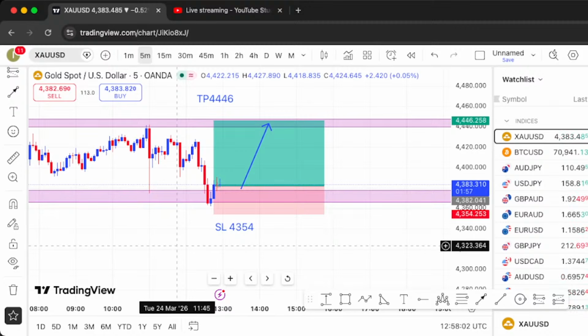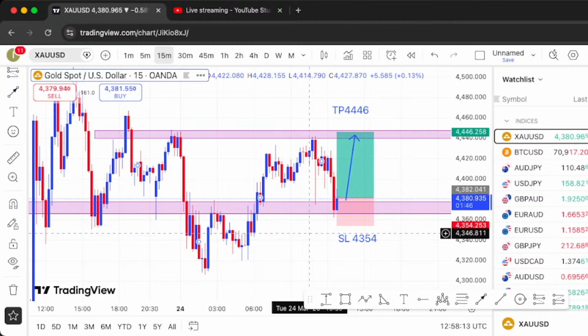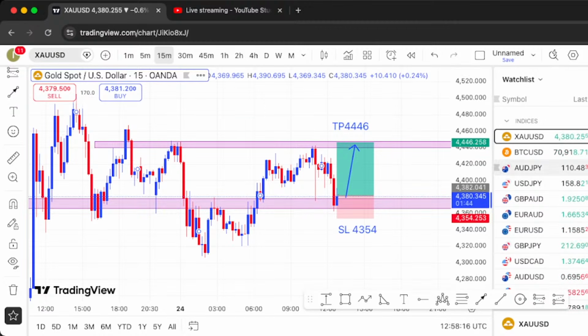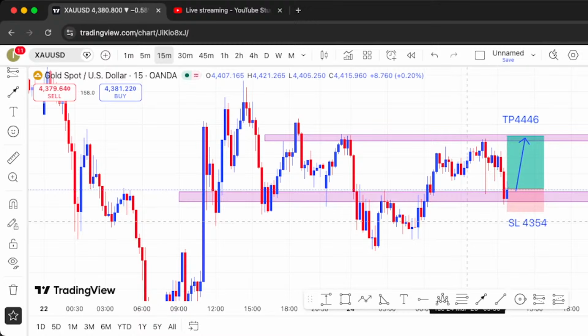Yes. So we have that inverted head and shoulder pattern that shows buy opportunities on XAUSD in this New York session. So take a risk and get rewarded.